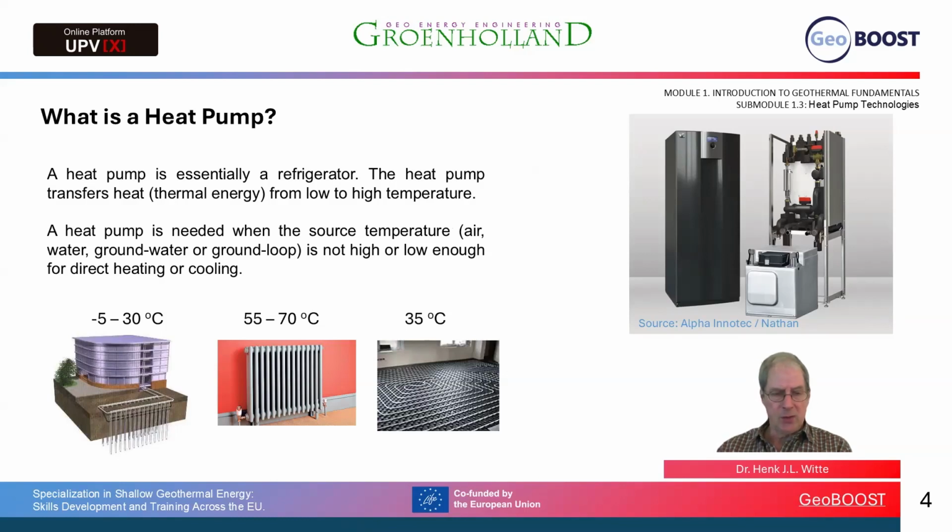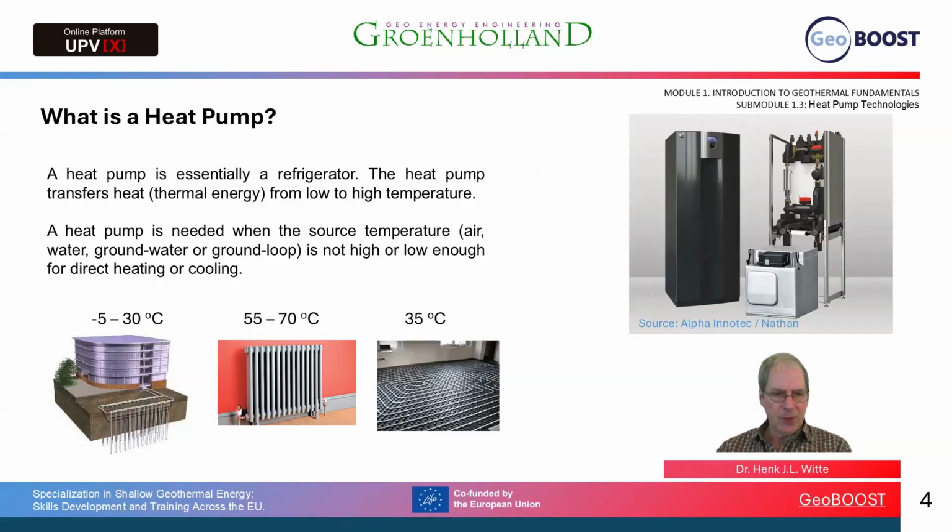Why do we need them? Well, if we look at the emission system, the user side, then we can see that for heating with radiators or for domestic hot water production, we need temperatures between 55 and 70 degrees. For heating with underfloor heating or cooling with underfloor heating, we'll need temperatures of around 35 degrees for heating and 20 degrees for cooling. For dehumidification in air handling units, we would need around 8 or 10 degrees.